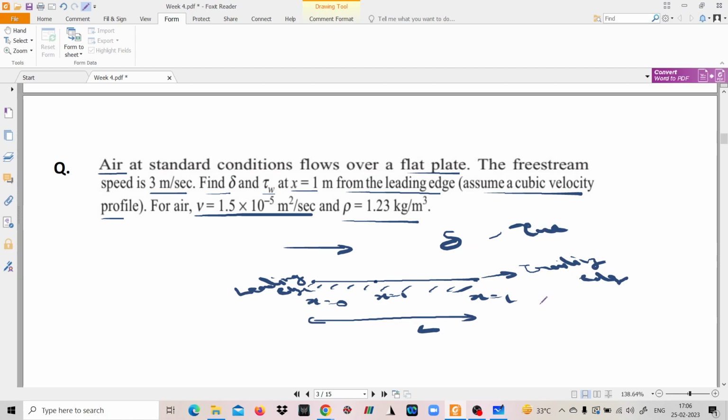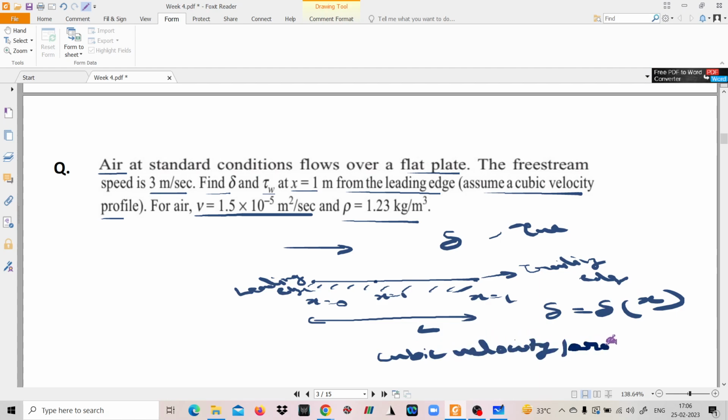This boundary layer thickness is basically a function of x, that is, the distance from the leading edge. So you need to find it. But again, there is a twist here: you'll have to assume a cubic velocity profile. This is what makes the problem interesting.